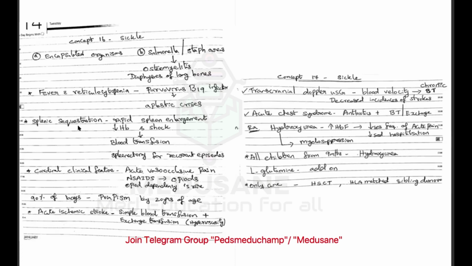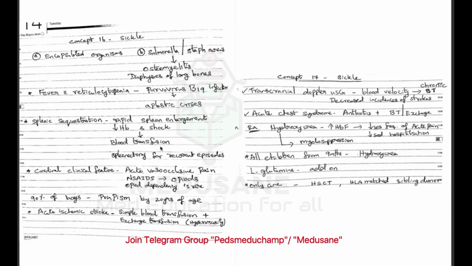And regarding some complications, they may not be very particular. So splenic sequestration is very peculiar to sickle cell. It is going to clog the vasculature, clog the spleen. So in splenic sequestration, what will happen? The spleen starts enlarging very large. Hemoglobin is going to drop and there is going to be shock. So what is the treatment? You have to give immediate blood transfusion.